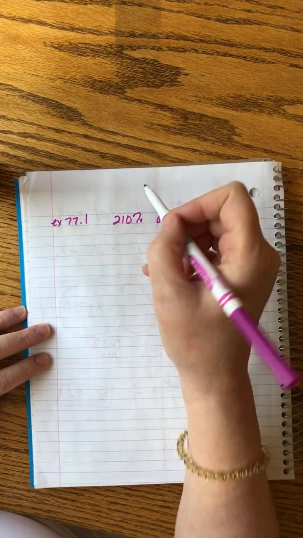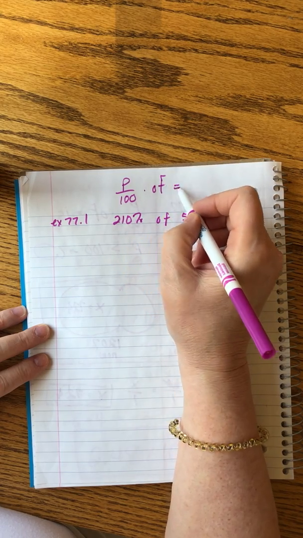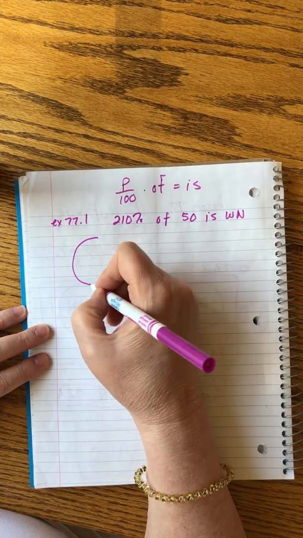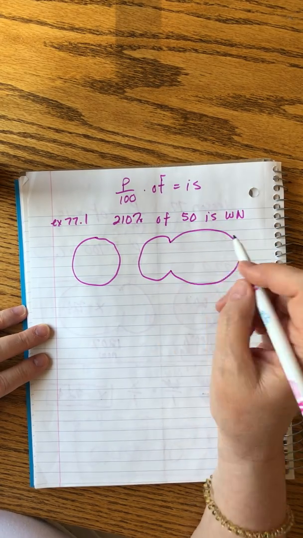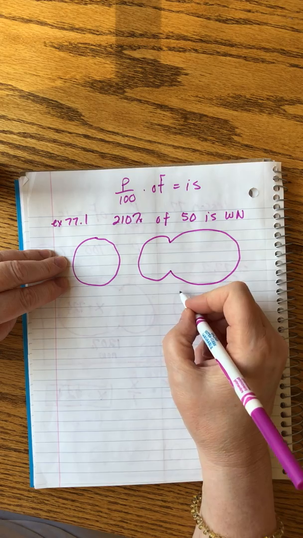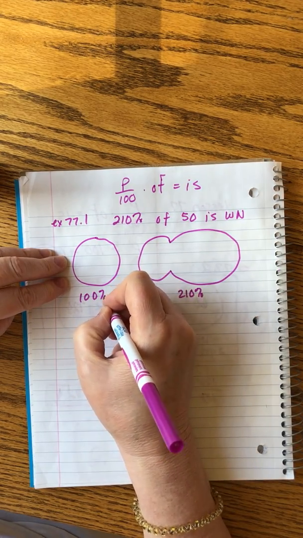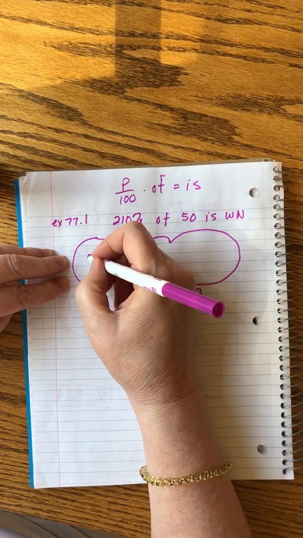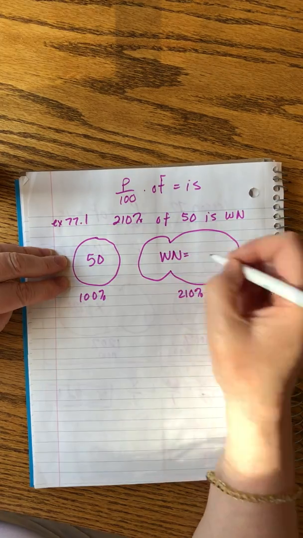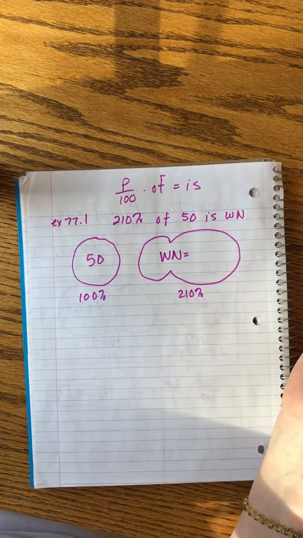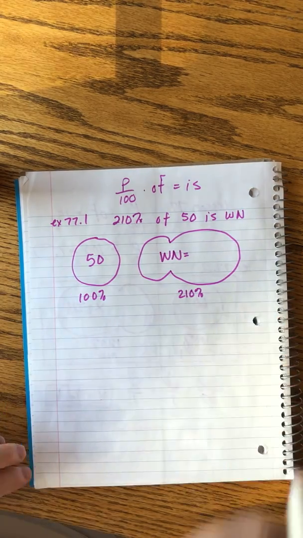Okay, so we have our formula, P over 100 times of equals is. I'm going to draw the picture right away, and then we'll calculate whatever we need to calculate. 210%, so that's the percent there. This is 100. It always starts as 100. Of 50, so 50 is the starting number, is what number? So we'll use John's variable now. An X works just fine, or whatever letter you want. You can use a C for Caleb if you want.